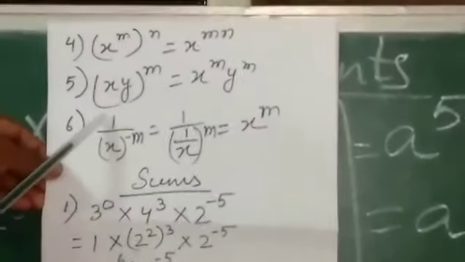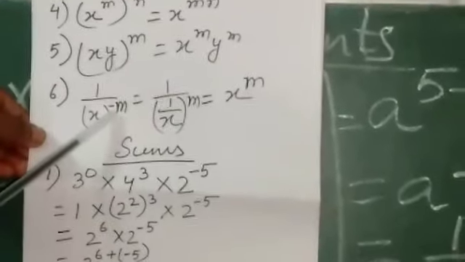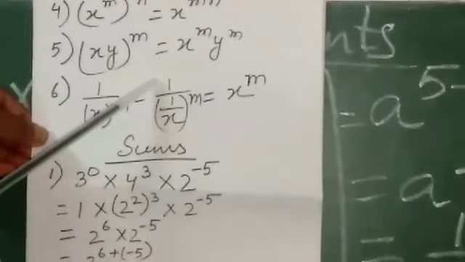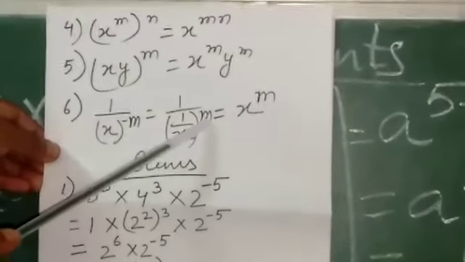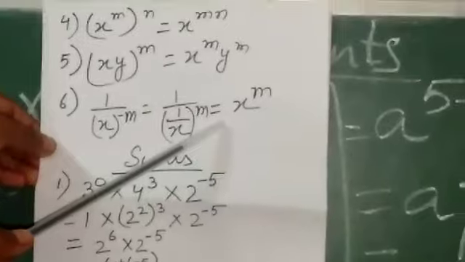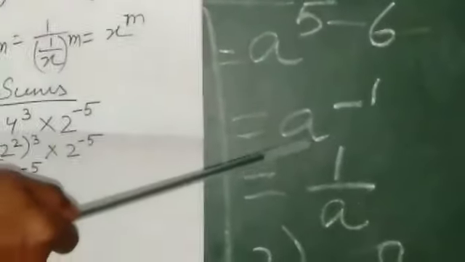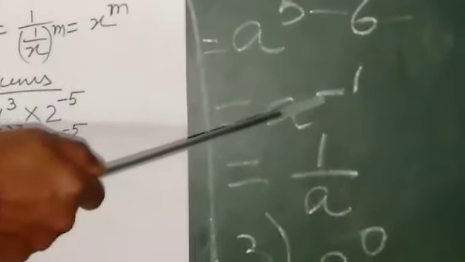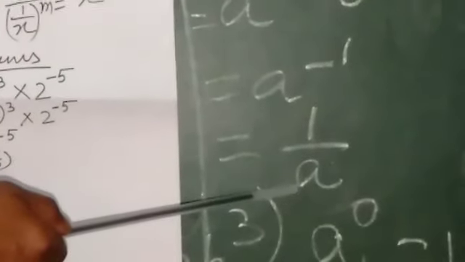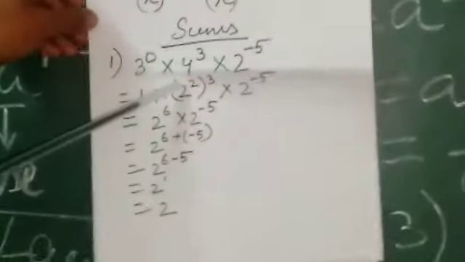The next law is 1 by x to the power minus m, which is equal to 1 by x whole to the power m, which is equal to x to the power m. We have already seen that a to the power minus 1 can be written as 1 by a. Now let us move to solve a few sums.